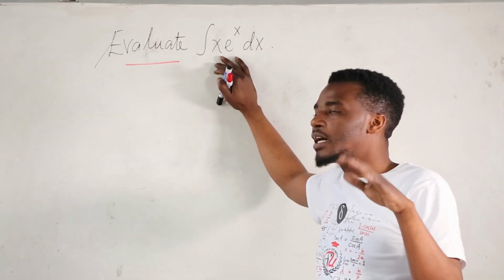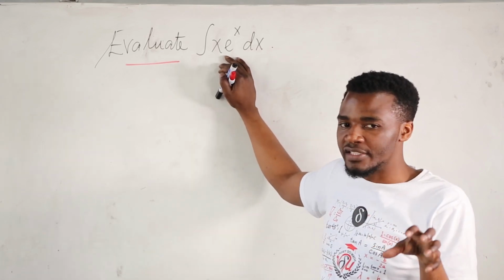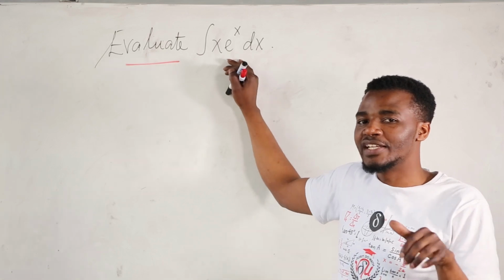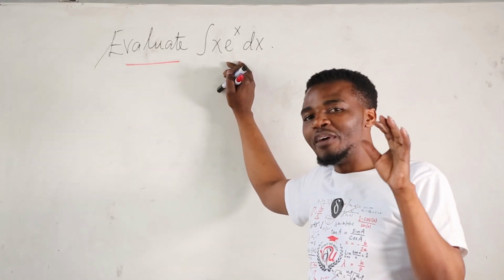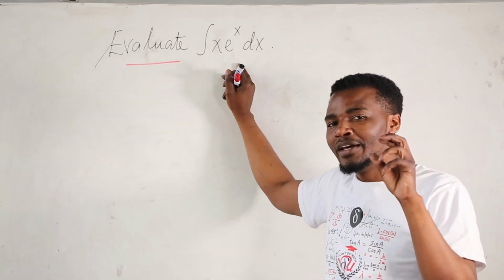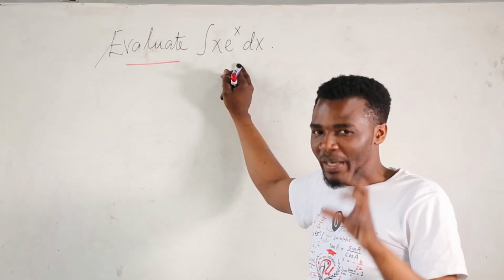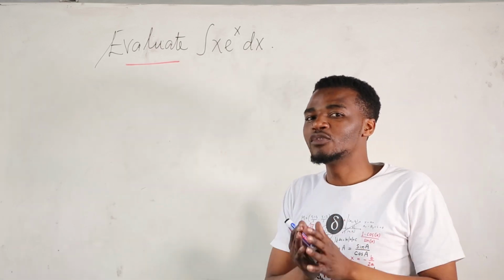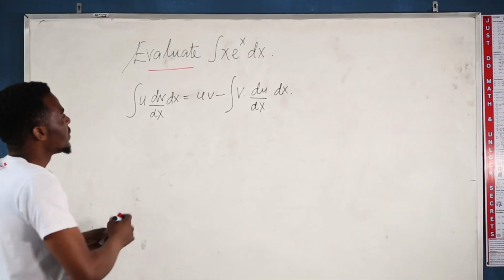So this is the integral of the product of two functions. And how best can we integrate a product of two functions? For us to integrate a product of two functions, we have to use what we call integration by parts. So there's a formula that we have to use straight away. Here, so what does that mean?